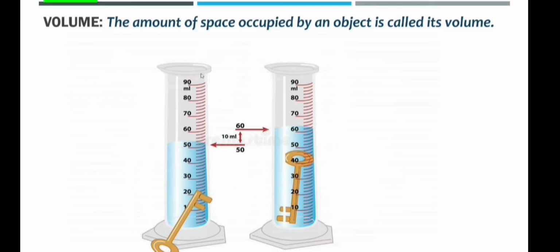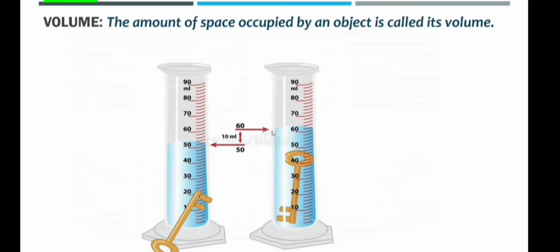If we fill this glass jar with water till 50 ml and after that we put one key inside it, we will observe that the level of the water will rise up to 60 ml. This is because of the volume of this key. The key is occupying space, and because of that the water level is increased to 60 ml.